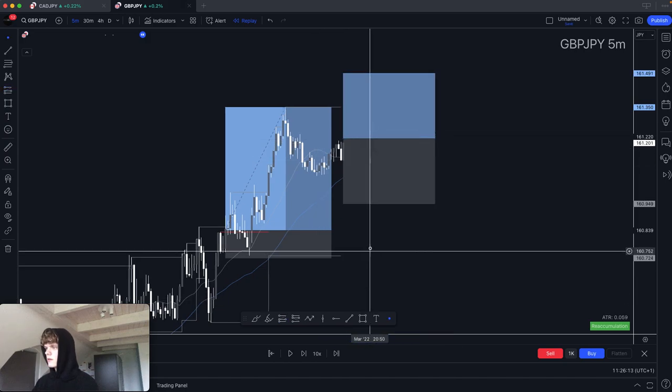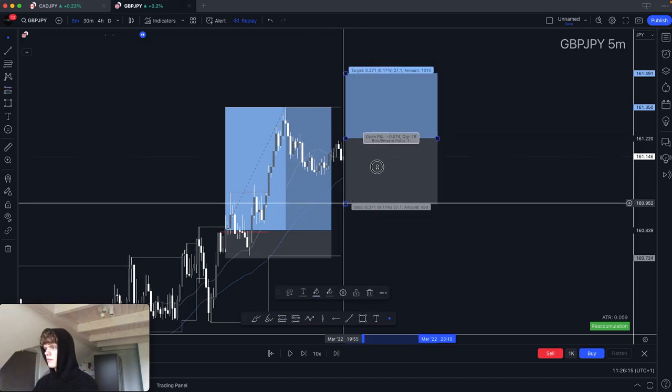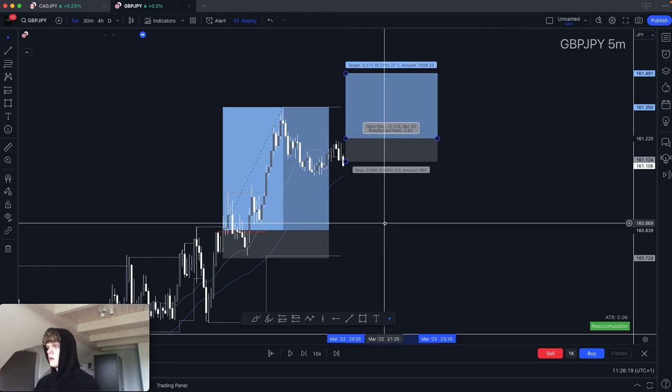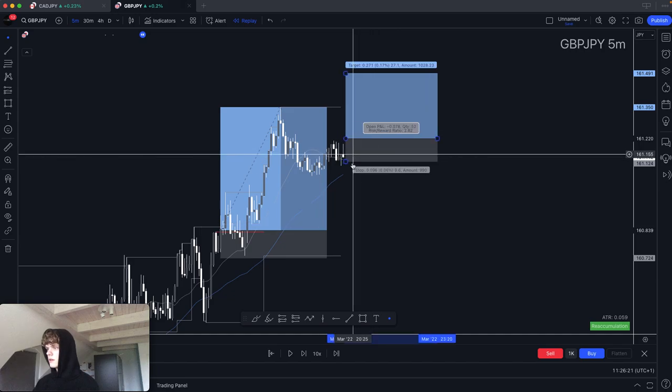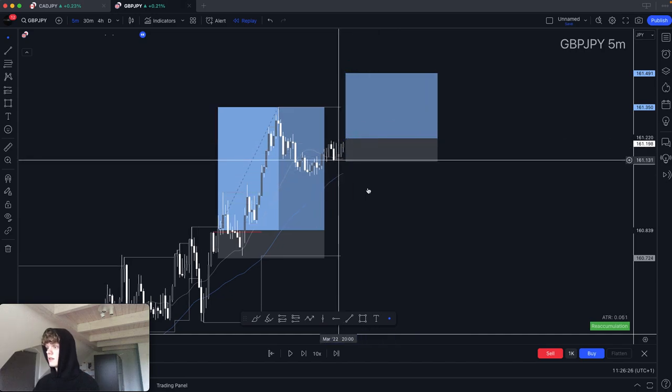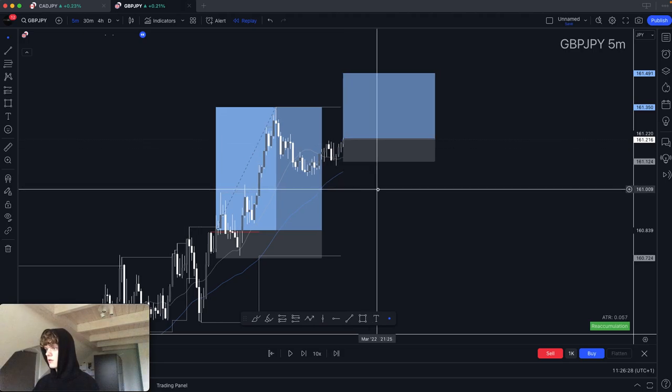So something like this. Does it validate? Probably yes. Stop loss below these lows. Still valid. Still good. Base looking beautifully.